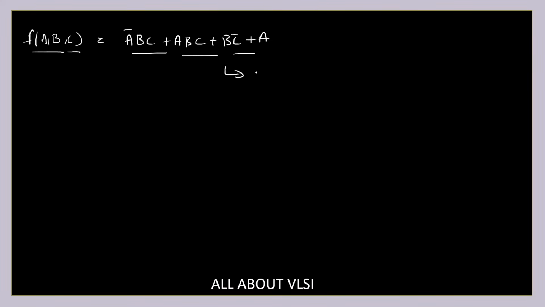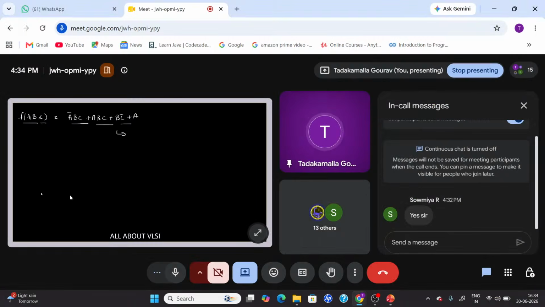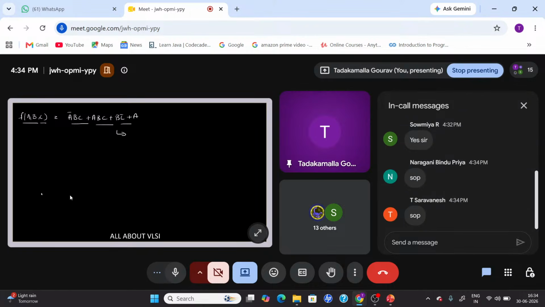Okay. So if I have any three variable or two variable function, let's say f of a, b, c, a three variable function represented as A complement BC plus ABC plus BC complement plus A. Can anyone tell me whether it is represented in SOP format or POS format? It is a simple question. SOP form of representation. That is nothing but my sum of products. Basically, this is represented in SOP form, which is nothing but sum of products.